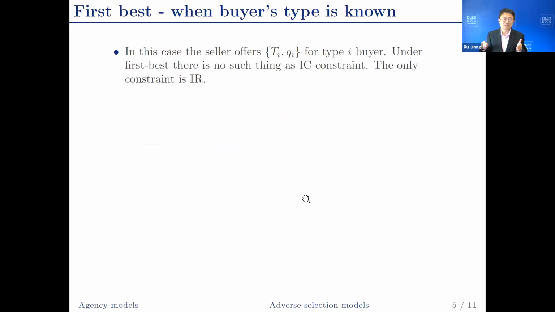Let's first look at the first best case when the seller knows about the buyer's type. In this case, there is no IC constraint. IC constraint only applies when there are frictions in the economy. In this case, there is no friction. The only constraint is IR, which means you cannot set your T_i to be too high, as otherwise the buyer is not going to be engaged in the transaction.